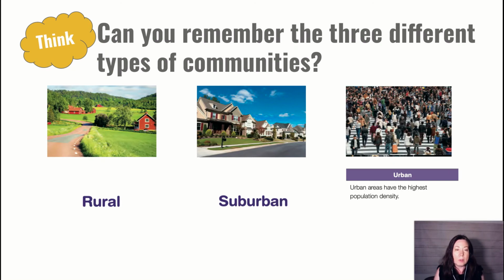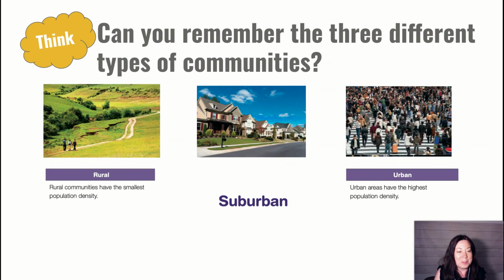So now that we know what that kind of means, which of the last 2 do you think have the lowest, the least amount of people? Thinking? Did you pick rural? Rural communities have the smallest population density. I remember in the last lesson, we learned that there's much more nature and space around our houses.